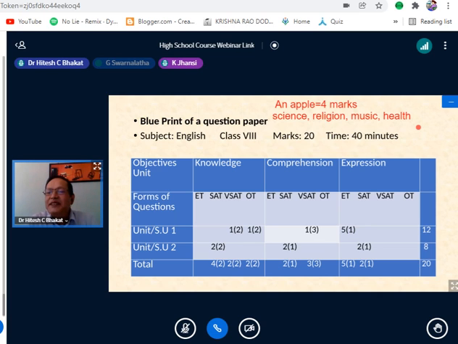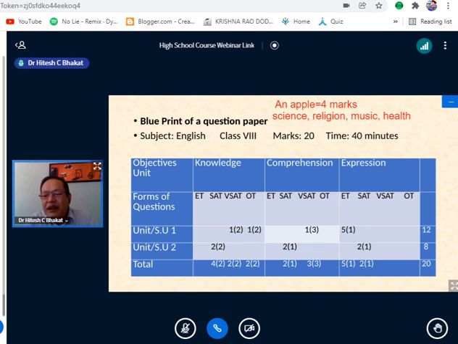Now I have 4 points. Yes or no? So will you give me 4 marks? Orchestra, yeah. 4 marks now. Because I have talked 4 things about apple. Yes, sir. So that is how we need to help children, write the appropriate amount of points to get the appropriate amount of marks allotted in the question paper. So that's what is important.